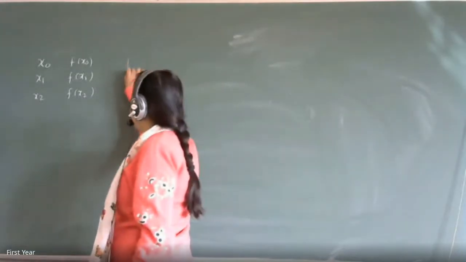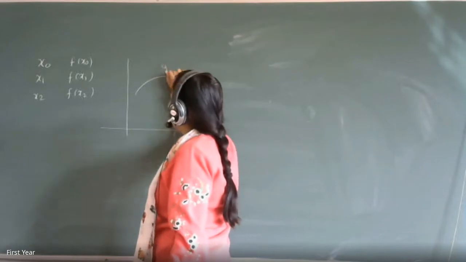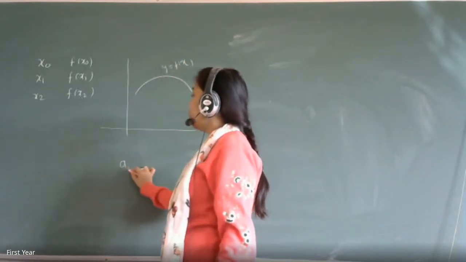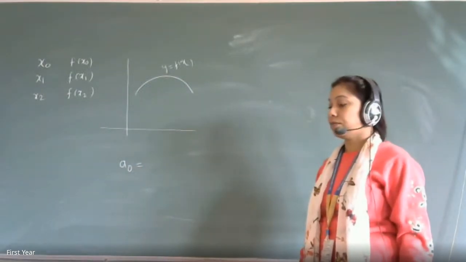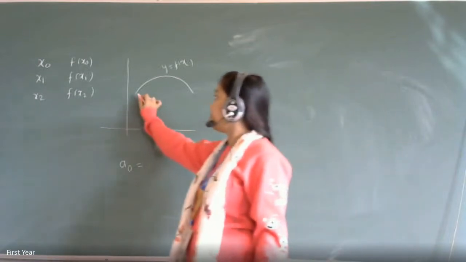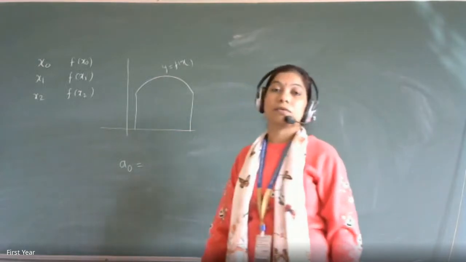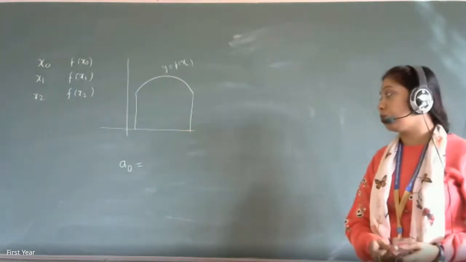Yes, ma'am. So initially, just recall the Fourier series. Your curve was like this, something like this. y is equal to f of x, and you have to find a naught. What is the formula for a naught? Please tell. In the Fourier series expansion, what was the formula for a naught?